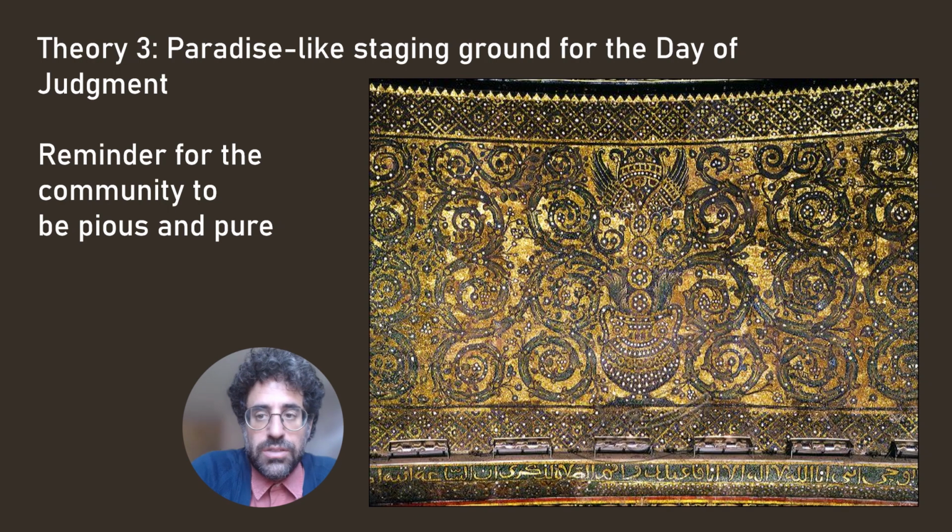Theory number three, and probably the most interesting and convincing, is that this is supposed to be a paradise-like staging ground for the Day of Judgment. So the use of all those plants in the mosaics, the high-quality materials, the gold: the idea here is to create an image of paradise as clearly as possible with the architectural and decorative motifs of the time, while also emphasizing the fact that the Day of Judgment was going to occur there in Jerusalem, as had been predicted and stated to the believer community by the Prophet Muhammad in the Quran. It was a reminder for the community that it's a moment now to be pious and pure after this civil war, and that it's still very possible that the end of the world is coming, and that the message of Muhammad and the centrality of Muhammad is still very much true and central to this day.